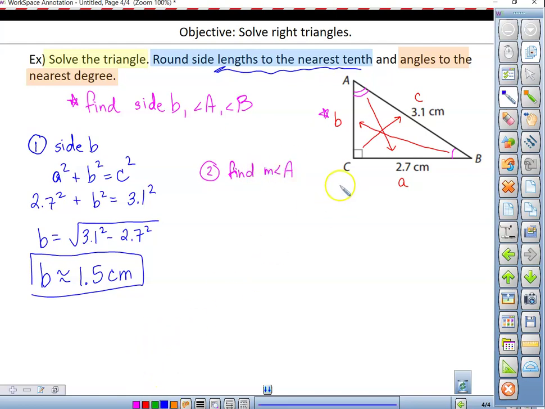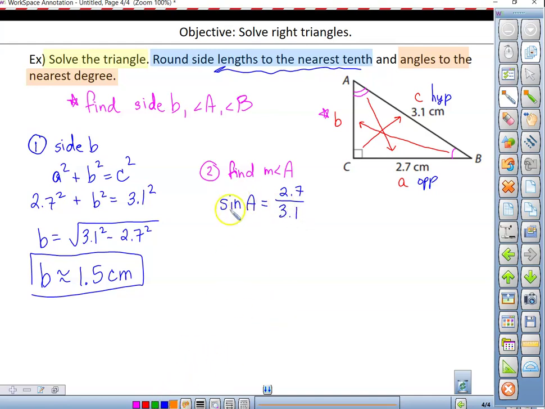So what I have in order to find A is, again, I want to use my exact measurements that I was given, which are the 2.7 and the 3.1. The 2.7, which is side A, is across from or opposite to angle A. So this is my side opposite. The 3.1 is my hypotenuse across from my right angle. So I have to know that opposite over hypotenuse is my sine ratio in a right triangle. So that tells me that the sine of our angle A will be equal to the ratio of the opposite side of 2.7 to the hypotenuse of 3.1.